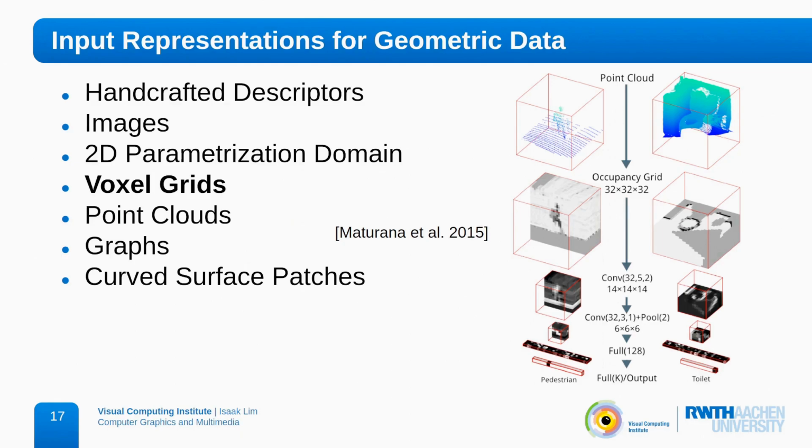And one such approach is shown on the right-hand side here, where we convert a point cloud into this occupancy grid, and then we can directly apply 3D convolution and pooling steps in order to compute an encoding, which is then used for a classification task. Now, the downside here is that, of course, with increasing resolution, we have a cubic growth in the memory requirements.